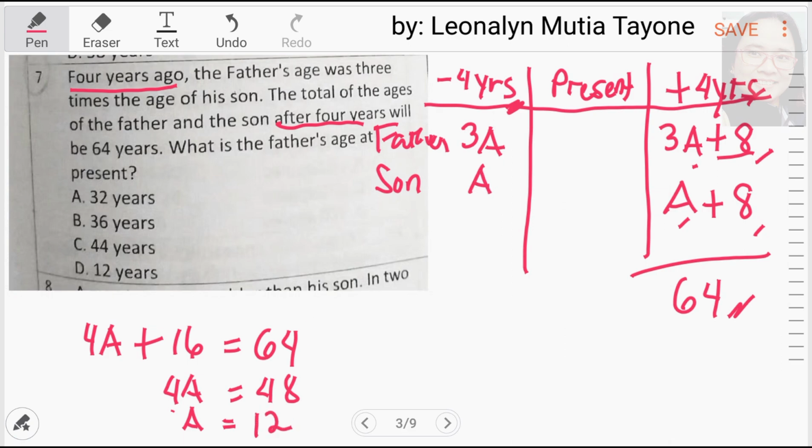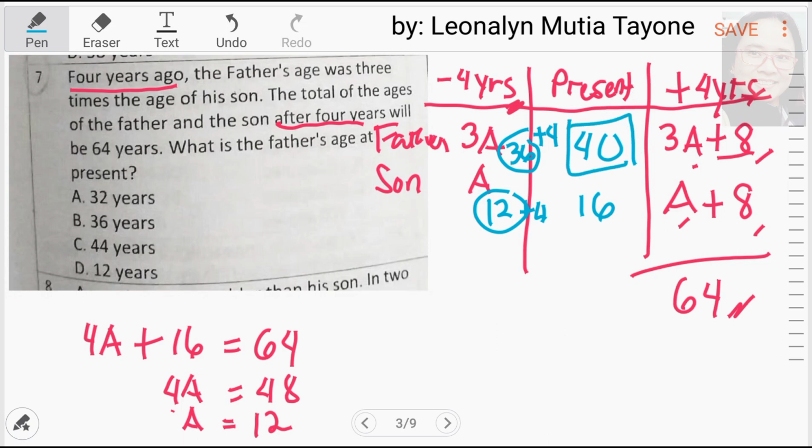So, ang edad ni son dito ay 12, 4 years ago. Tapos, si father naman, 12 times 3, and that is 36. Mag-add ka ng 4 para sa present, and that is 40. Mag-add ka rin ng 4 para sa present ni son, that is 16. So, ang edad ni father at present ay 40. Sad to say, wala sa choices ang 40 years.